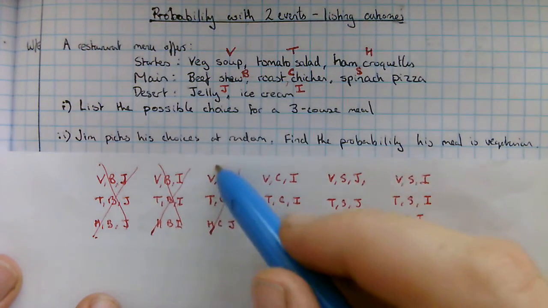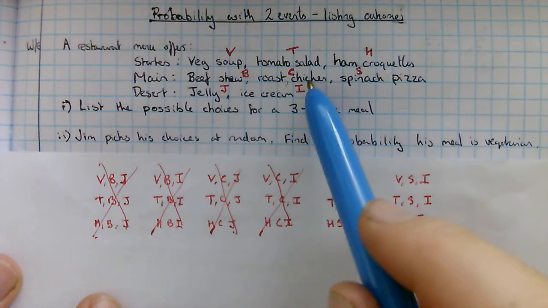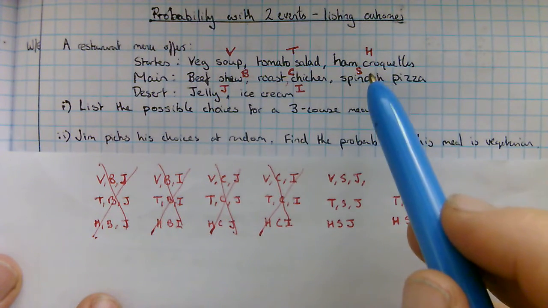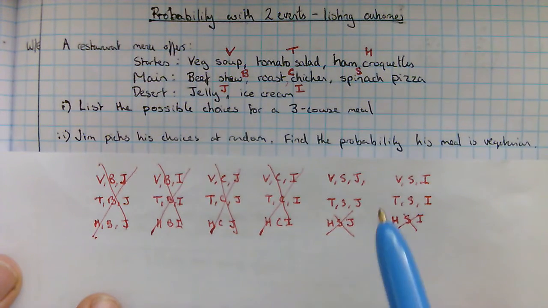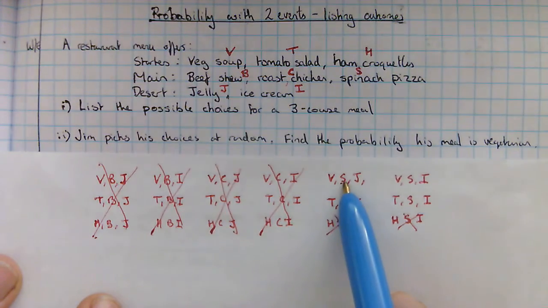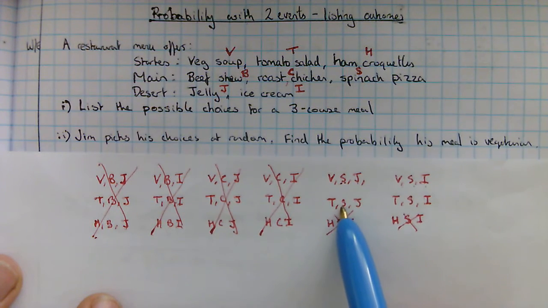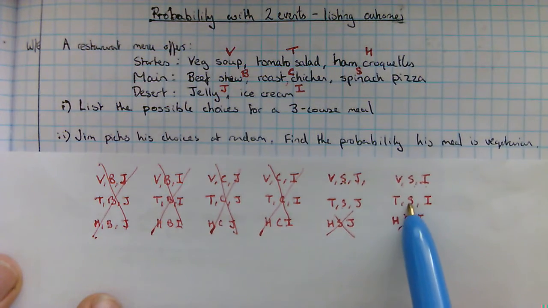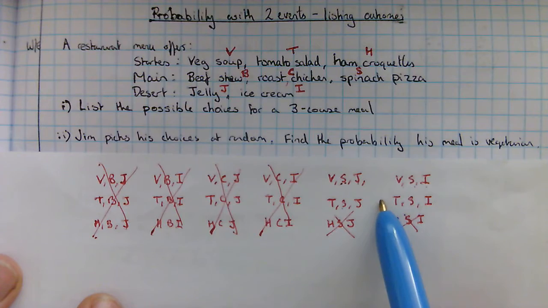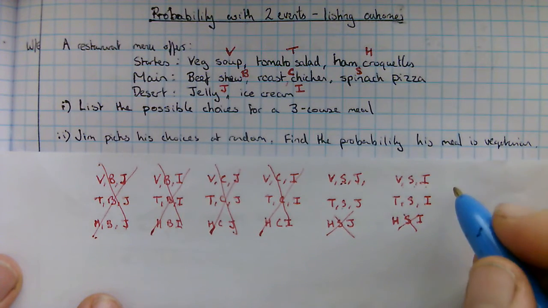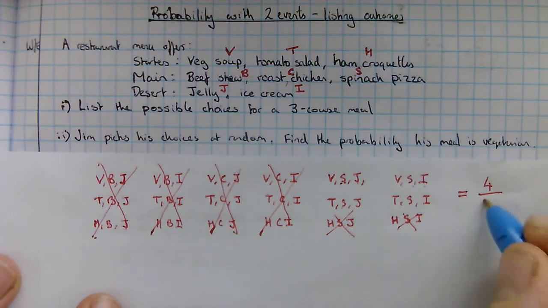All of this column has got chicken in it. All of this column has got chicken in it. So I've got rid of everything with beef and I've got rid of everything with chicken. I now need to get rid of everything with ham. There's my ham. Let's just check what I've got left. I've got veg soup, spinach and jelly, veg soup, spinach and ice cream. Tomato salad, spinach pizza and jelly, tomato salad, spinach pizza and ice cream. So I've got 4 outcomes that are vegetarian out of a total of 18. So the probability that his meal is vegetarian is equal to 4 out of 18.